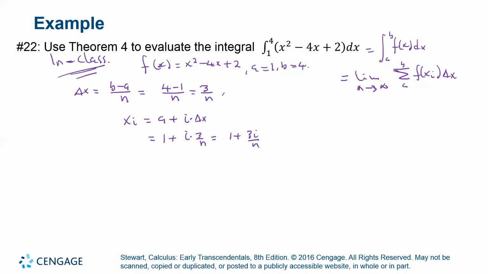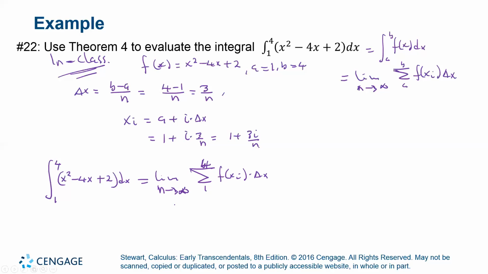So if I have this integral from 1 to 4 of x squared minus 4x plus 2 dx, I want to express this in terms of the limit of the Riemann sum, the limit of the sum of f of xi times delta x. Now this is your b, that's why this is supposed to be 4, and then 1. Like I said, I'm going to finish up this solution in class.